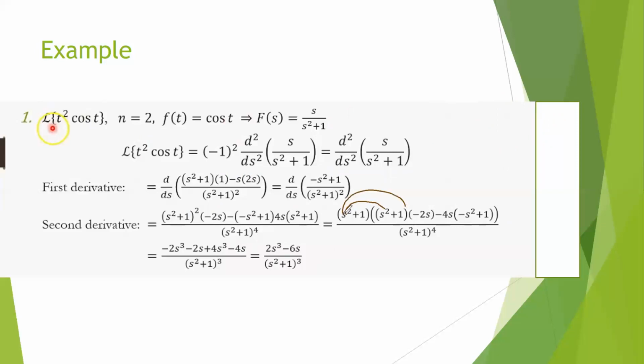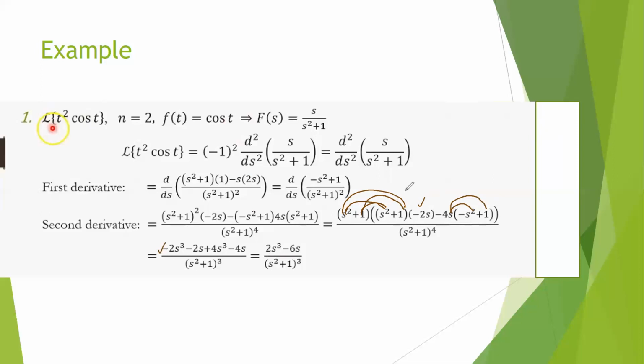S square into 1 is s square. 1 into s square is s square. 1 into 1 is 1. Okay. Again, all the 4 terms should be multiplied with this minus 2s here again. And this 4s should be multiplied with minus s square. The same minus 4s will be multiplied with 1. All together, after simplification, we got this.